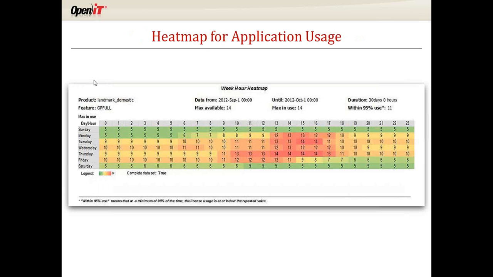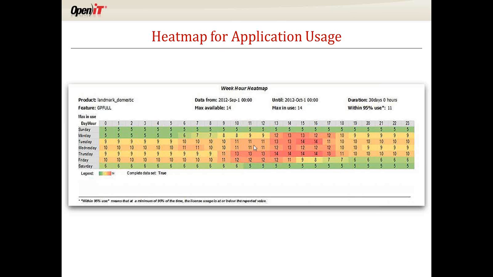So the first example we're going to look at is what we call a heat map. Down the left-hand side we have the day of the week, and across the top we have the hours in the day. This is just one type of representation of looking at the data, and the data we're looking at is the maximum concurrent usage on a particular application for a particular time frame.